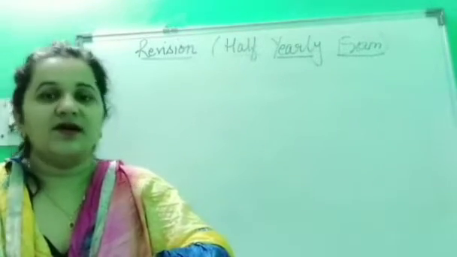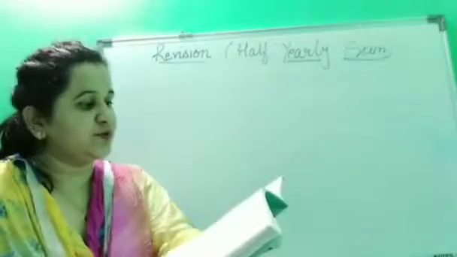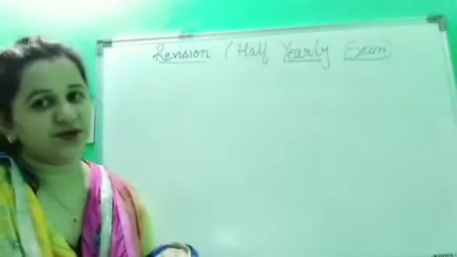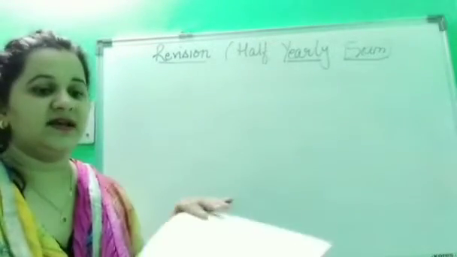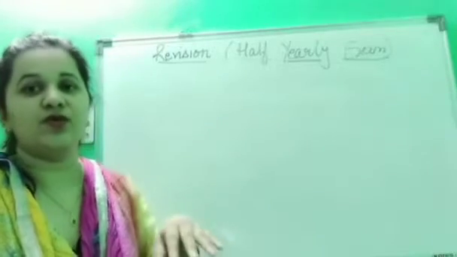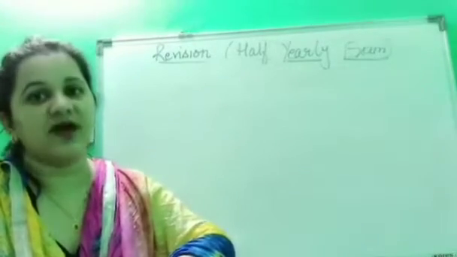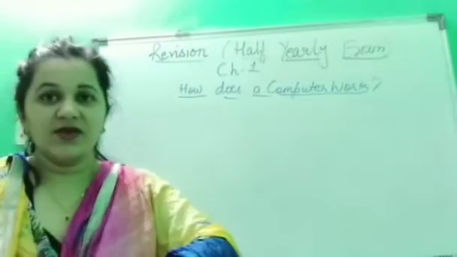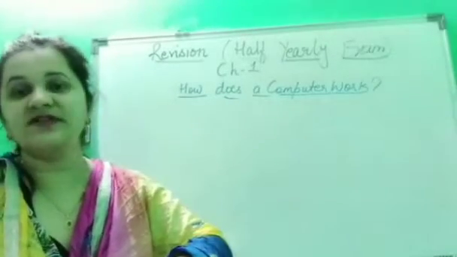So now children, let us start with the revision work. Do revision of the first chapter. Now children, in this chapter we have studied that a computer is an electronic machine. It can perform many tasks, like you can play games on it, you can watch movies, listen to music, you can in fact write on it, you can prepare any document, any letter on it. So now children, let us understand how the computer works. How does a computer work?